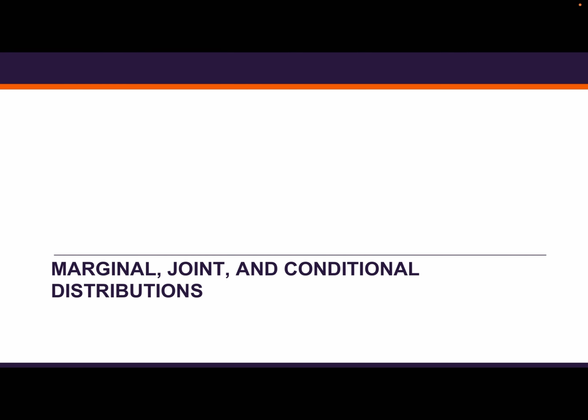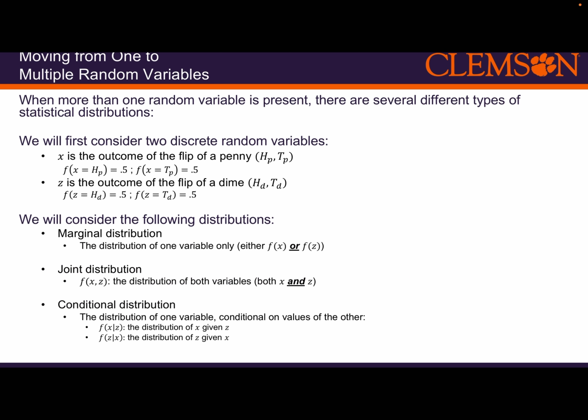Now let's talk about marginal, joint, and conditional distributions. These are types of distributions that we encounter in statistics. And occasionally you hear those words, so I want to define them for you as we go forward. So really, this is really important when we move from one to multiple random variables, right, in a multivariate setting. So when we have more than one random variable present, there's several ways of describing these different types of distribution.